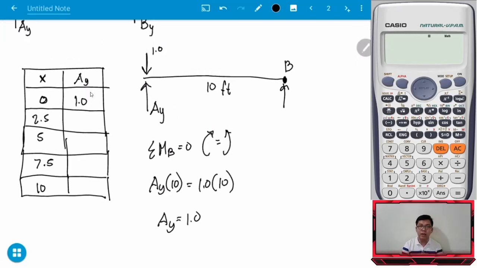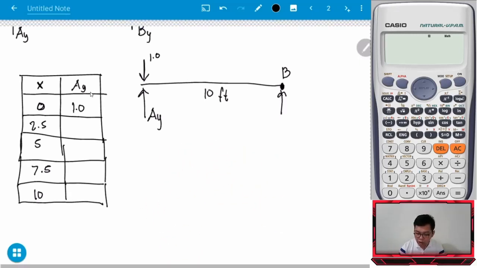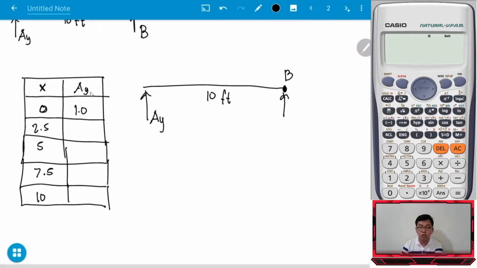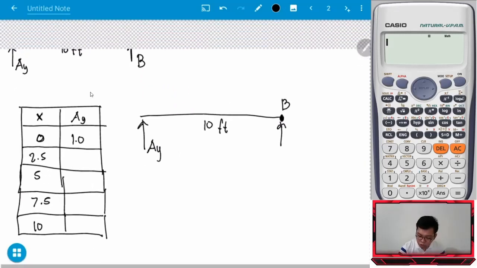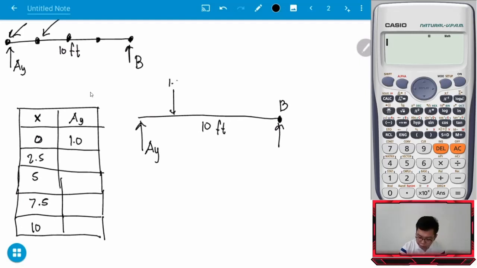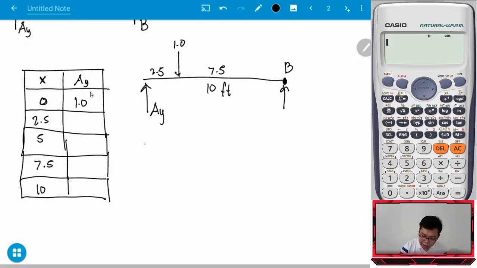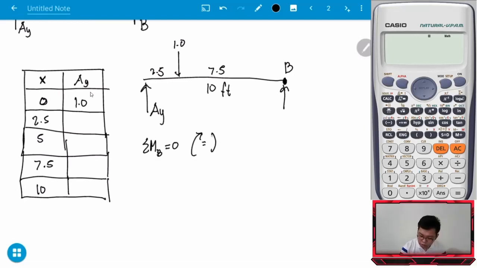Okay? And then, ito yung mahirap dito sa method na to. Bakit? Kasi after nyan, buburahin. Wala na to, wala nang silbi to. We will now solve the AY if yung unit load natin nandito na sa 2.5. So, ilalagay ko na naman itong unit load dito sa 2.5, 1.0. And then, again, by the way, this is 2.5, and then this is actually 7.5. Once again, I will try to solve for AY. Same pa din, guys. Summation of moment at B is equal to 0. Clockwise is equal to counterclockwise.